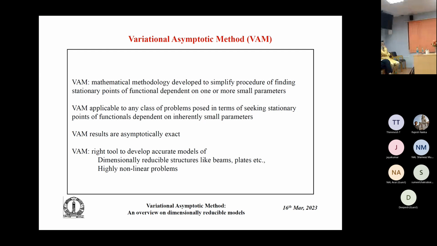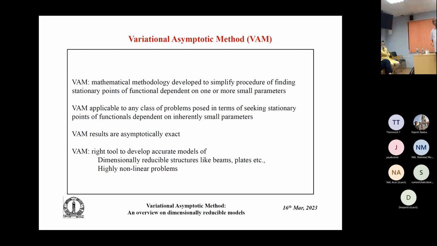These solutions are obtained by using another method. In addition to the asymptotic, we use the variational method, variational calculus, to obtain the solution. Hence it is coined with the name variational asymptotic method. Though it can be used very efficiently for reducible structures, it can be used for any type of problem which can be posed in obtaining the stationary point of the functional.